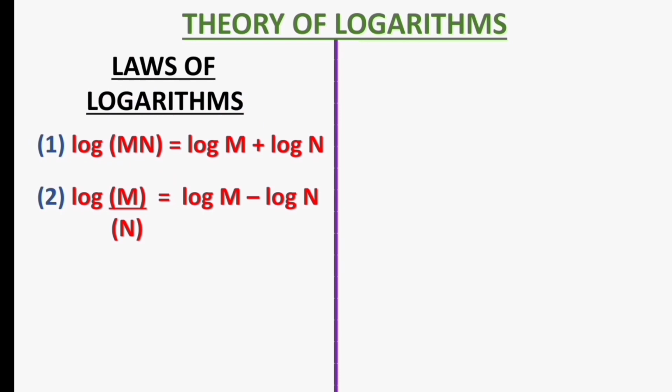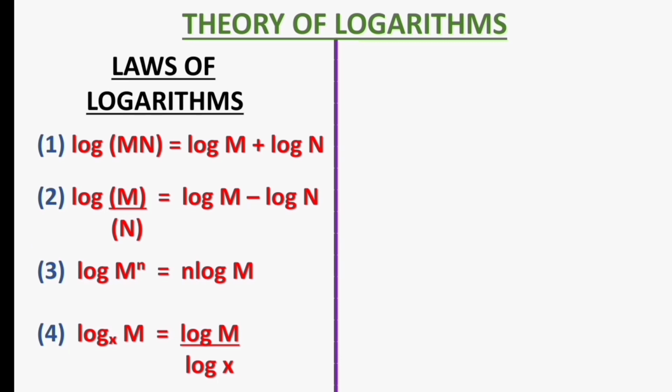Law number 1. The logarithm of m times n is equal to the logarithm of m plus the logarithm of n. Law number 2. The logarithm of m divided by n is equal to the logarithm of m minus the logarithm of n.